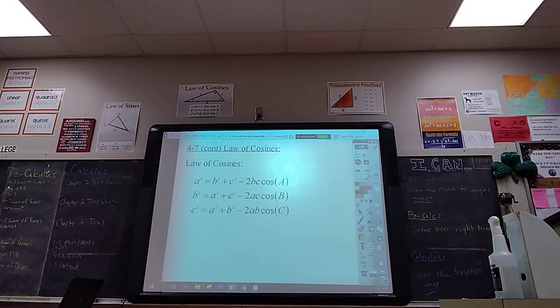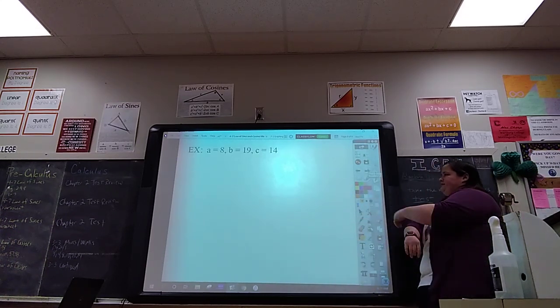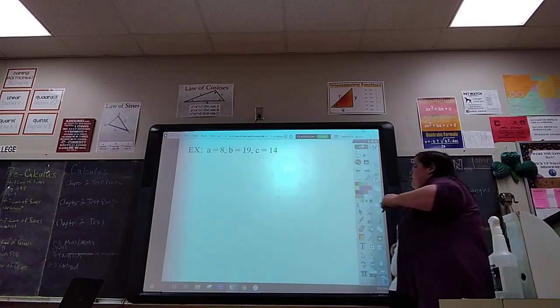When you have all three sides, the solving part of it gets a little bit complicated, just because you have to make sure you're really careful with order of operations when using this, okay? Because there's a lot of little pieces to this one. So we're going to look at the two situations. We're going to look at one where we have all three sides, which is what we're going to do first, and then we're going to look at what happens if we have an angle and two sides.